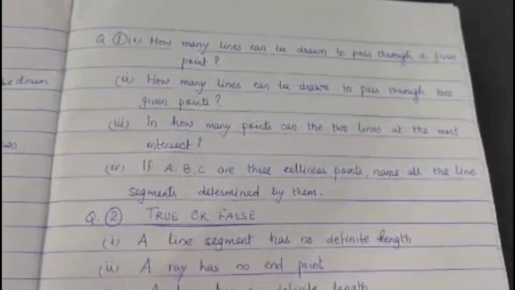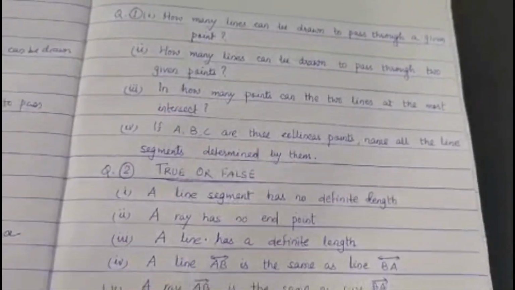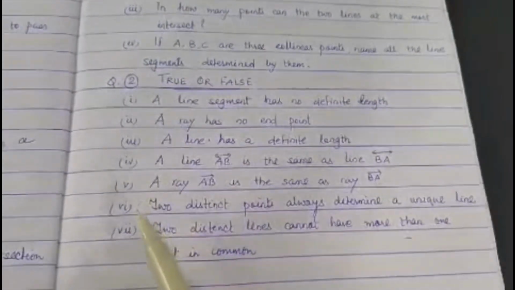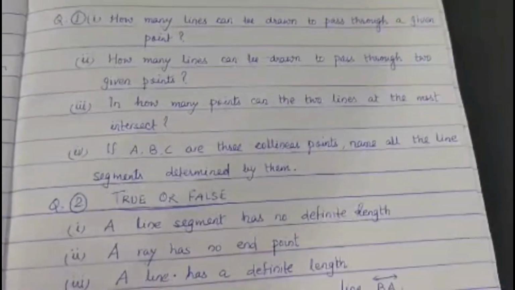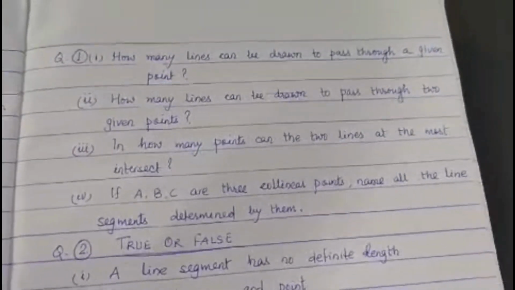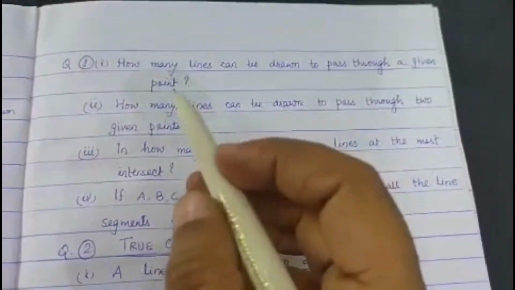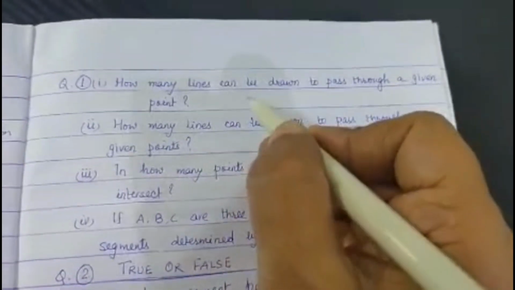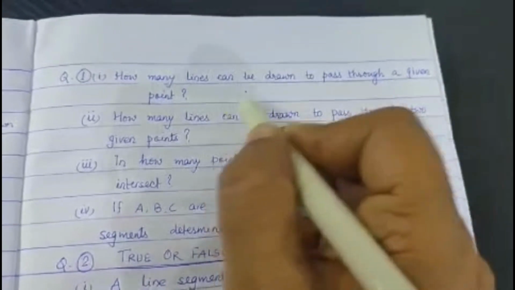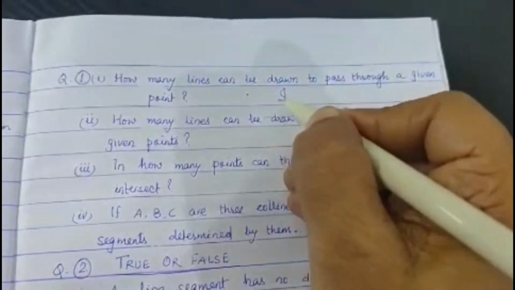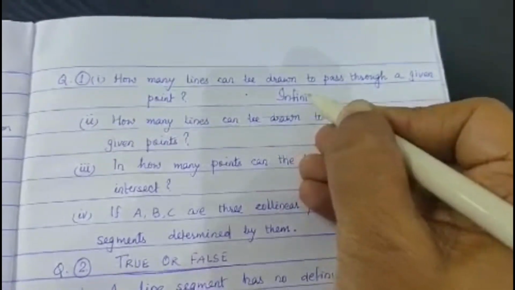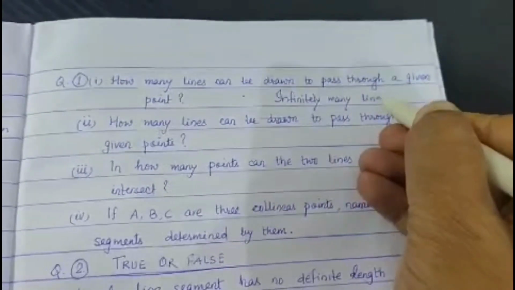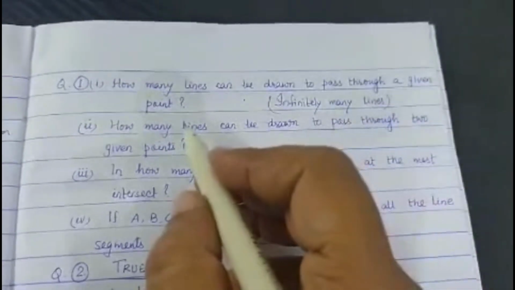Let's move on. Now let's do some problems. I have taken these questions 1, 2, 3, 4, and here true or false 1 to 7. Let's do it. It will clear the theory portion which we have read. So the first one is, how many lines can be drawn to pass through a given point? We have read that infinitely many lines can be drawn through a given point.